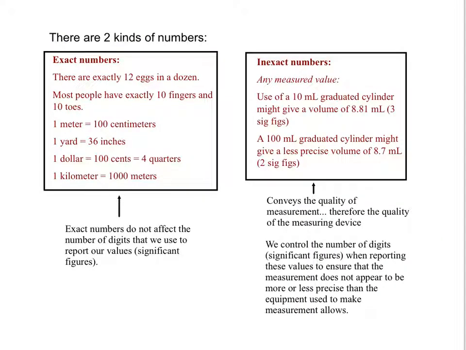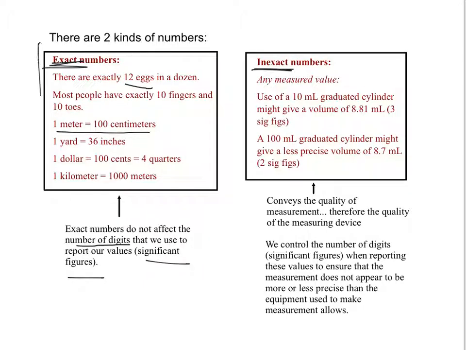And when we start talking about different types of numbers, we see that there's a couple different types. You can have exact numbers, and you can have inexact numbers. So an exact number is going to be something that does not affect our significant figures. And that'll make more sense once we start talking about sig figs. But it does not affect the number of digits that we use to report our values or answers in. And these tend to be things like counts. So if you have exactly 12 eggs in a dozen, then that's just a count. Or when we start talking about conversion factors, 1 meter is exactly the same thing as 100 centimeters.